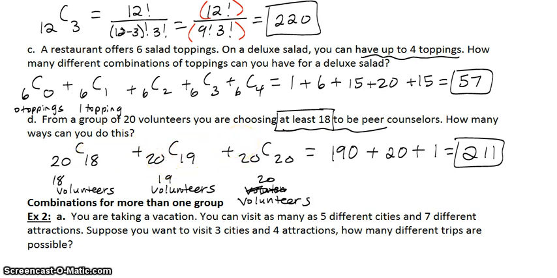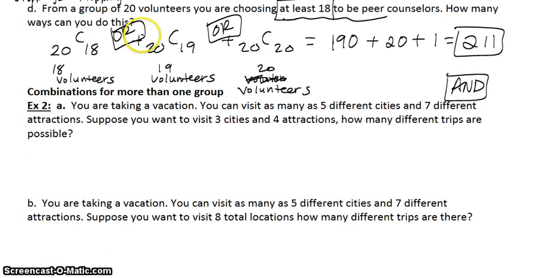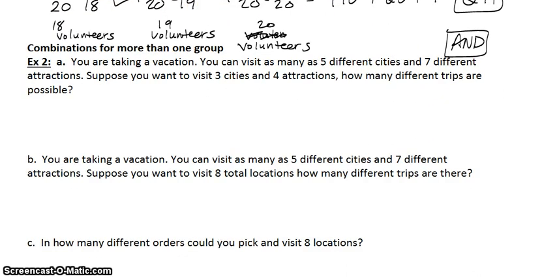In the next situation, we have something happening and something else happening. You kind of want to think about that as our key words. Like this, I wanted this or this or this. Here I want something and something to happen. Look at example 2a. You are taking a vacation. You can visit as many as 5 different cities and 7 different attractions. Suppose you want to visit 3 cities and 4 attractions. How many different trips are possible?